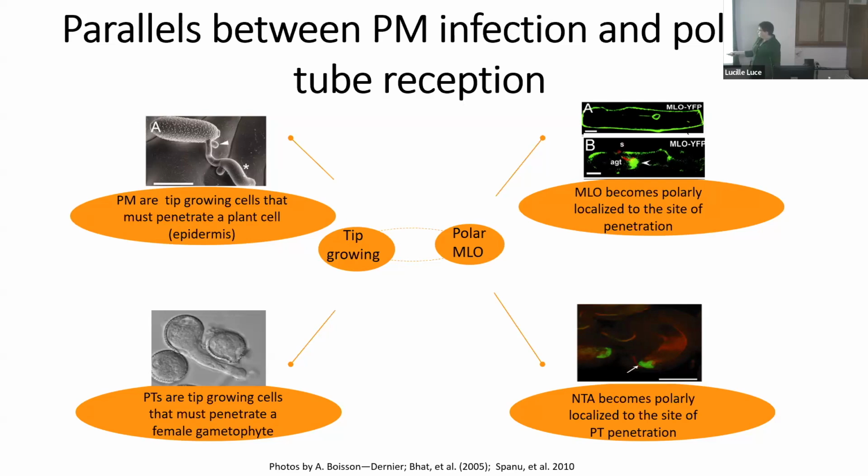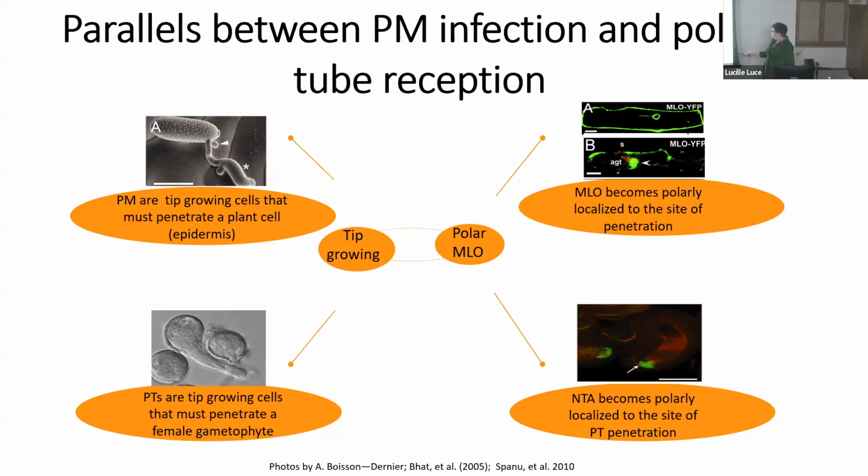Pollen tubes are also tip growing cells. They must communicate with the female gametophyte to deliver the sperm cells. And in both cases, it was shown that MLO proteins actually accumulate, so they become polarly localized to the site of tip growing cell communication.